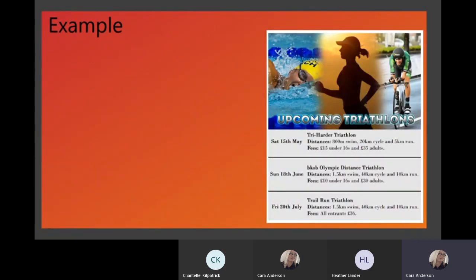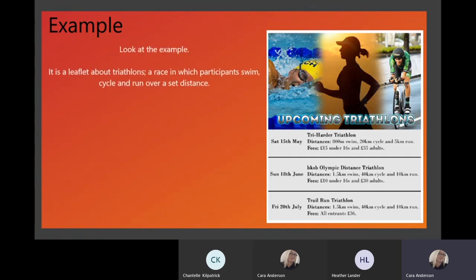So this is an example advert for a triathlon. Okay, so this is a leaflet. Obviously, it's advertising a race which you can swim, cycle, and run in.